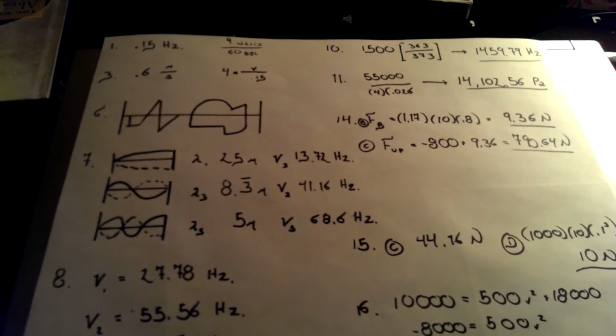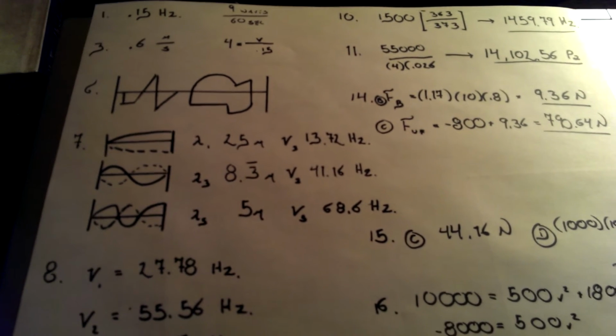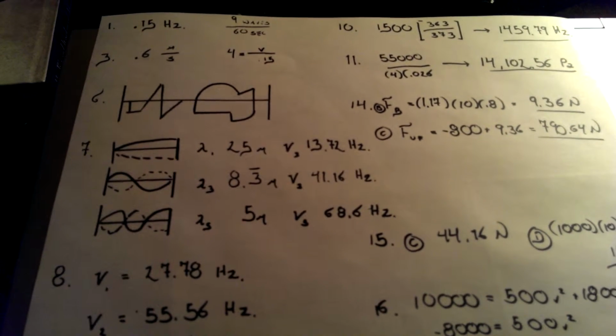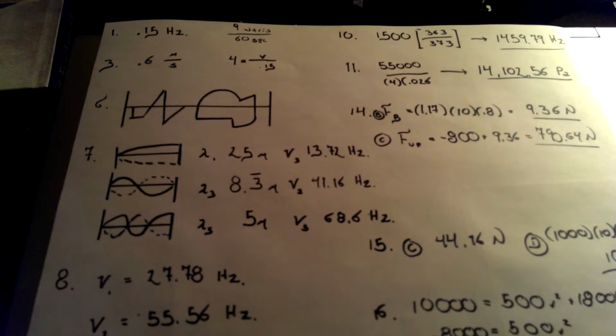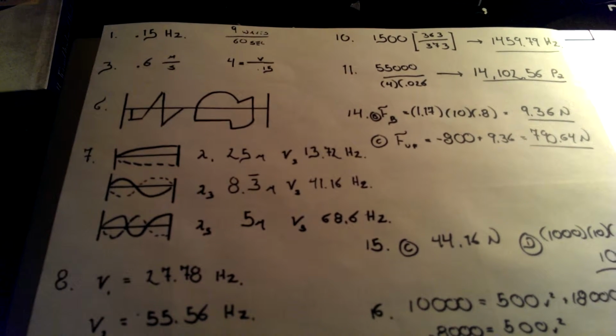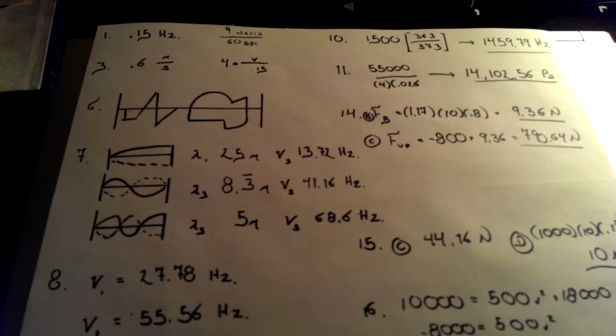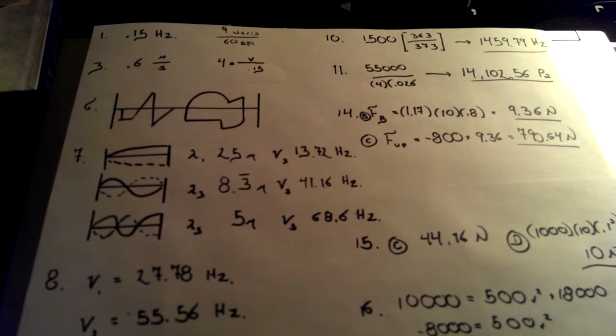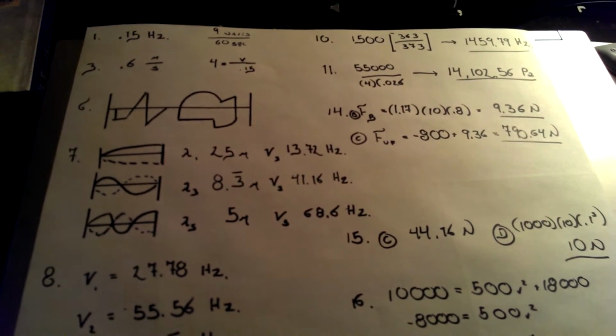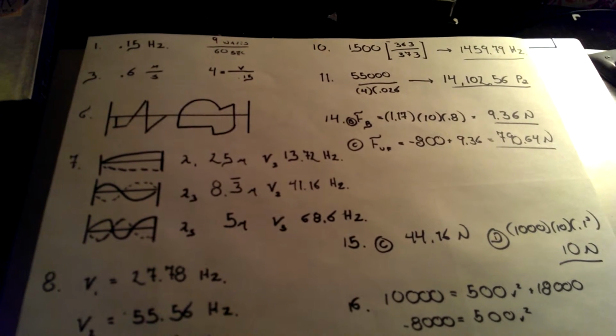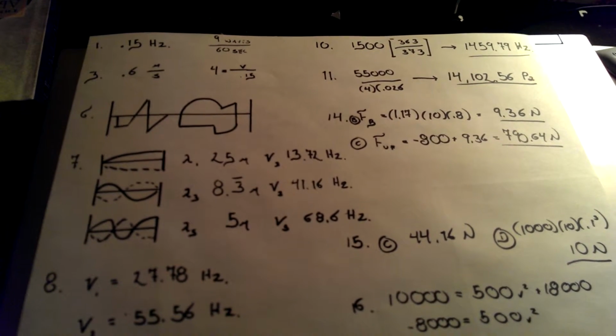In number 11, I forgot to account for the fact that an elephant has 4 feet and not just 1. So rather than being 55,000 over 0.026, it's 55,000 over 4 times 0.026, and that gives you 14,102.56 pascals.